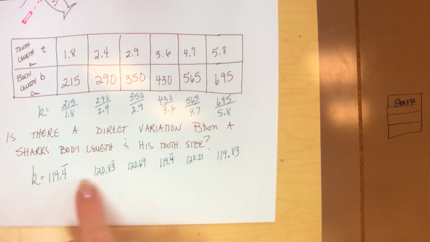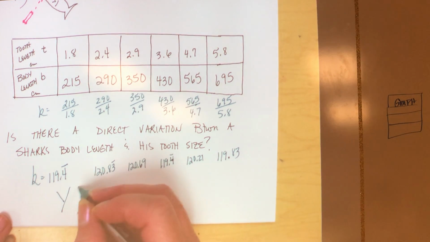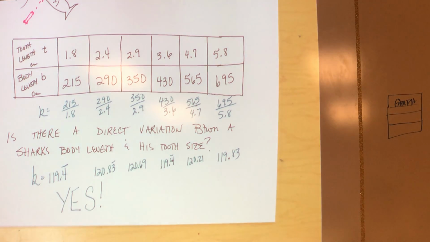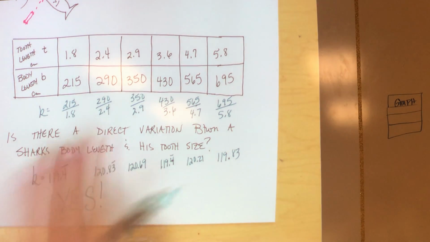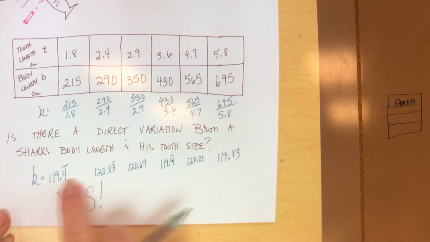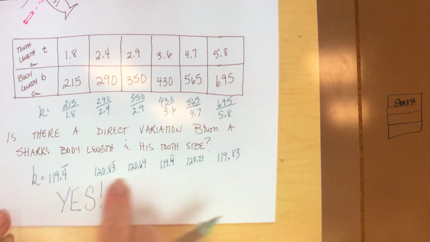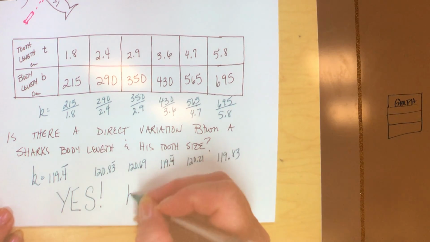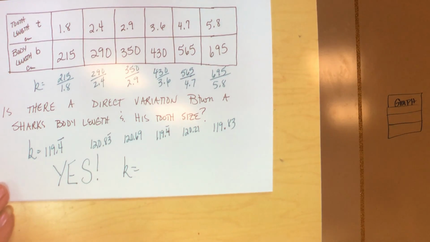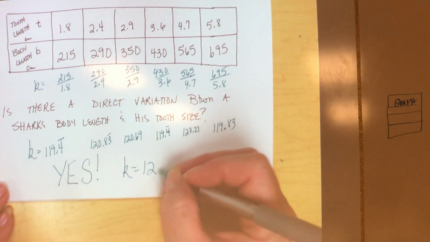Look at your K's. Is this a direct variation? Yes. People, this is real life. Is real life perfect? No. Is it pretty? No. People, are these numbers very, very close to each other? If I said, hey guys, look at those numbers and tell me what you think K is, what would you say? 120. There you go.